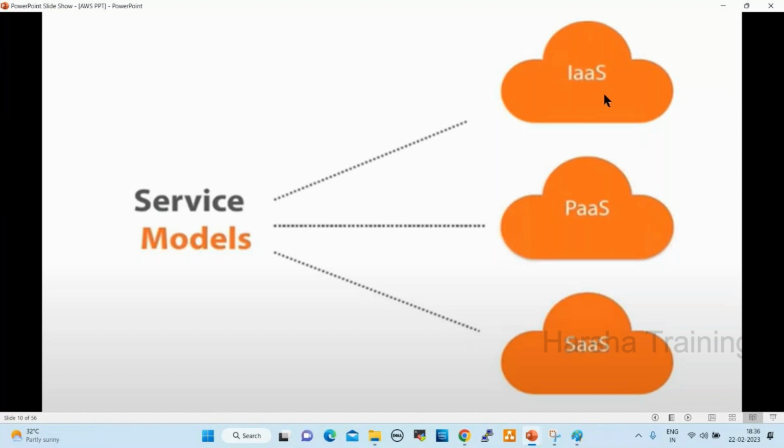Second one, platform as a service. In cloud, the platform is already available. For example, in AWS, we have the EKS service, Elastic Kubernetes Service. That is platform as a service. Once we log into the AWS console, we can directly use the services, which is nothing but PaaS. Next one, software as a service. This is mainly for reusability, like Google Drive, OneDrive, Amazon shopping site, which is nothing but SaaS. So these are the three important service models. Any questions here, anyone?